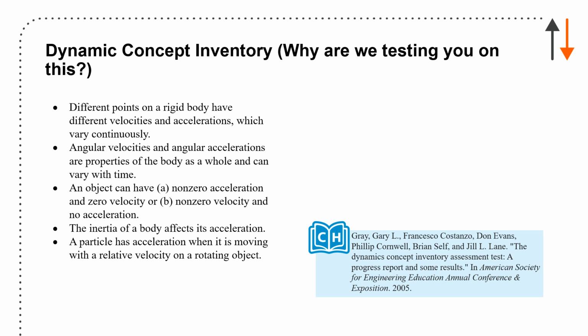Different points on a rigid body have different velocities and accelerations, which vary continuously. Angular velocities and accelerations are properties of the body as a whole, and can vary with time. An object can have non-zero acceleration and zero velocity, or non-zero velocity and no acceleration. The inertia of a body affects its acceleration. A particle has acceleration when it's moving with a relative velocity on a rotating object.